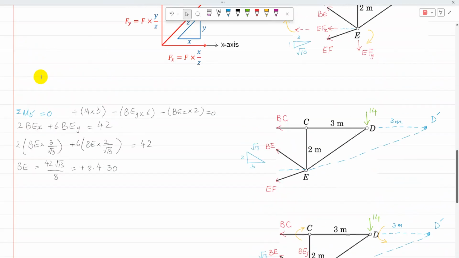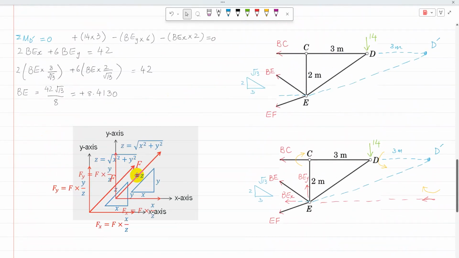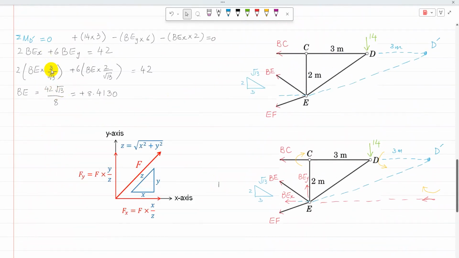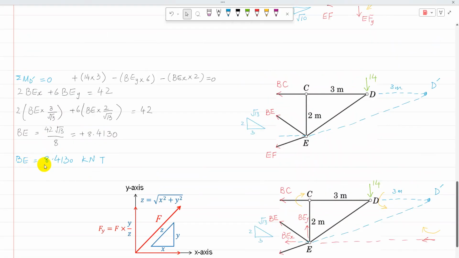Now BEX and BEY are calculated using the triangle rule. BEX is BE times the horizontal side divided by the diagonal, and BEY is the vertical side divided by the diagonal. Simplifying, BE comes as 42 root 13 over 8, and it is positive 8.413. A positive value indicates tension. So BE is 8.413 kilonewton in tension.